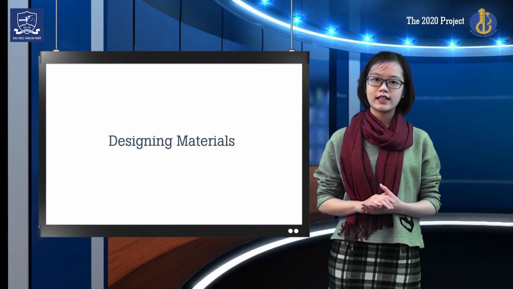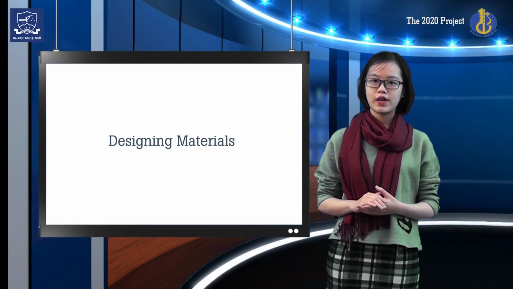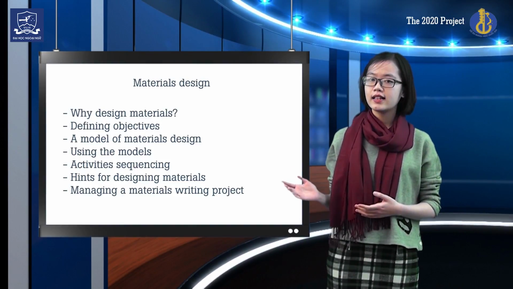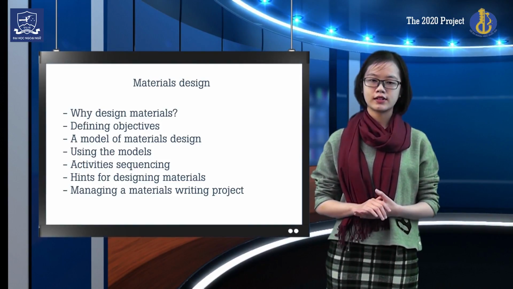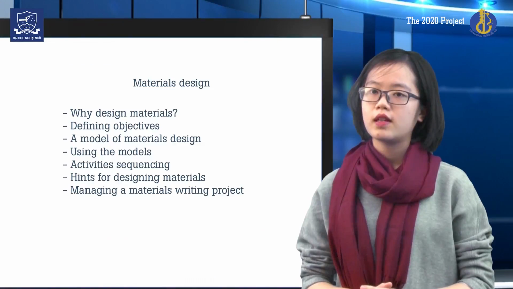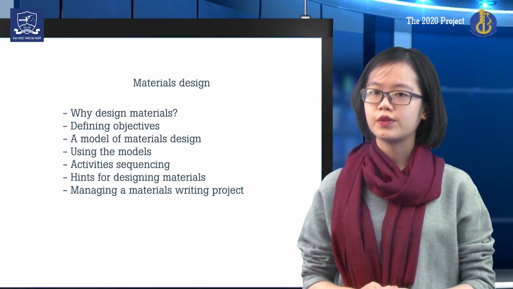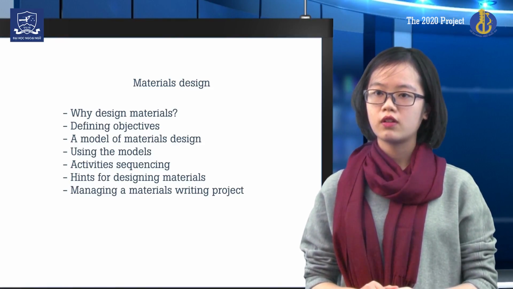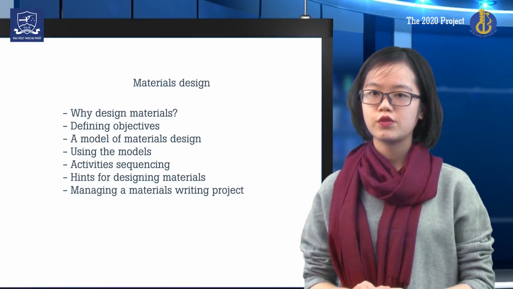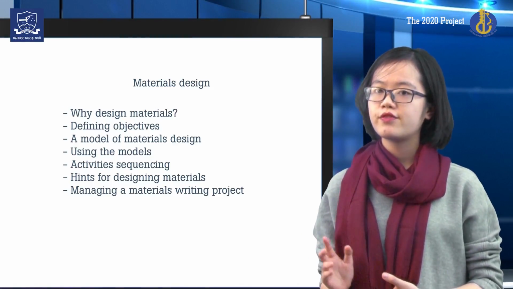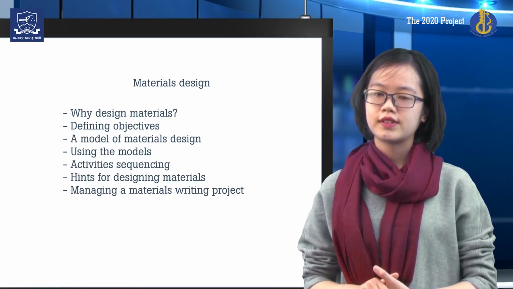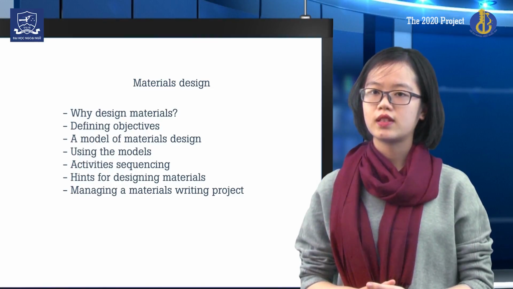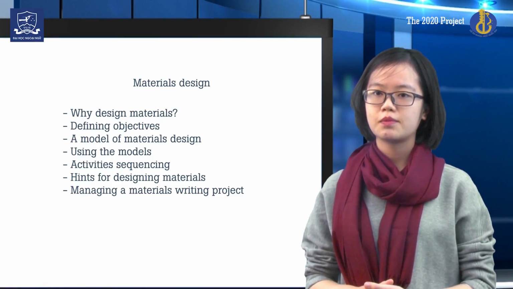Now, let's have a look at the outline of what we are going to go through in this video. As you can see in this outline, this lecture will cover 7 main parts as follows. Number 1, why design materials. Number 2, defining objectives. Number 3, a model of materials design. Number 4, using the models. Number 5, activity sequencing. Number 6, hints for designing materials. And number 7, managing a materials writing project.